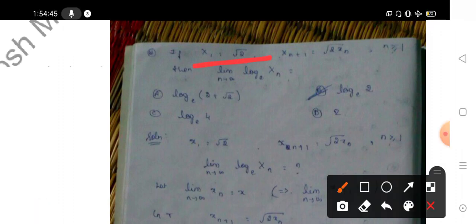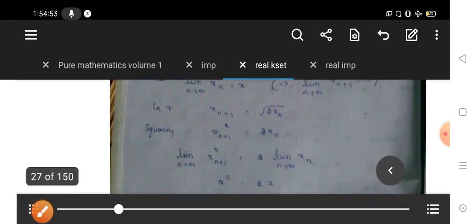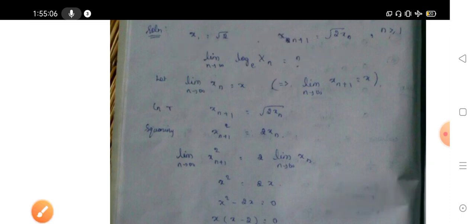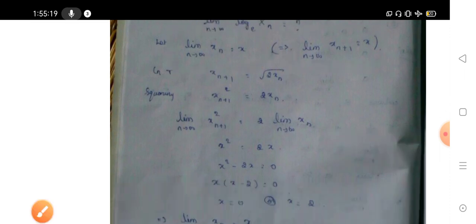Here given x1 equal to root 2, xn plus 1 equal to root 2 xn. Now find the limit n tending to infinity of log e xn. Let the limit n tending to infinity of xn equal to x, and then this implies the limit n tending to infinity of xn plus 1 is also x. Xn plus 1 equal to root 2 xn.